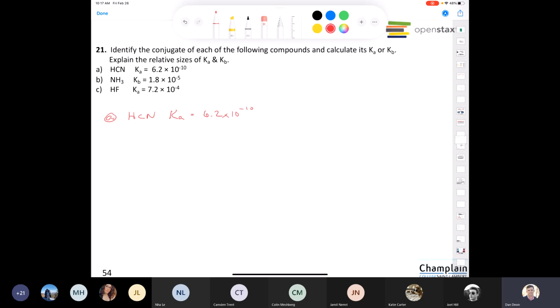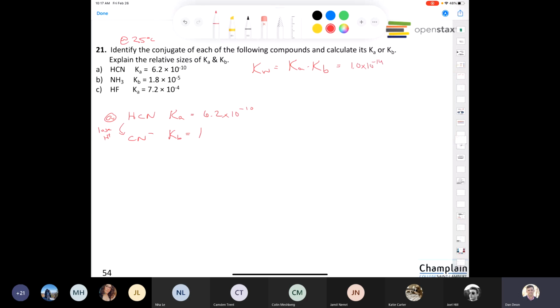Is that what it is? Yeah. Now, its conjugate base is going to be cyanide, right? If we lose a proton, we end up with cyanide. So what's the Kb going to be equal to? Well, what did I tell you last time? I said that Kw is equal to Ka times Kb. And at 25 degrees Celsius, it doesn't say here, but we'll just assume all these are at 25 degrees Celsius, is equal to 1.0 times 10 to the negative 14.